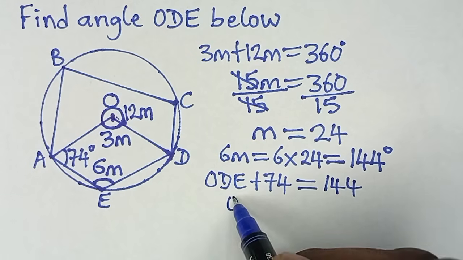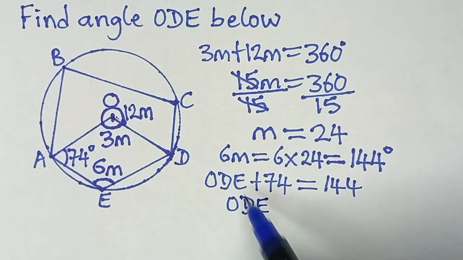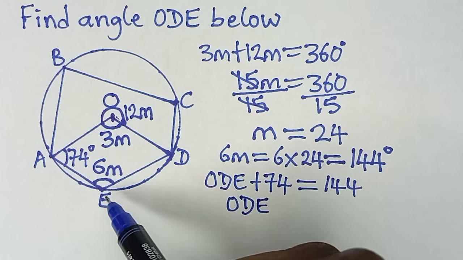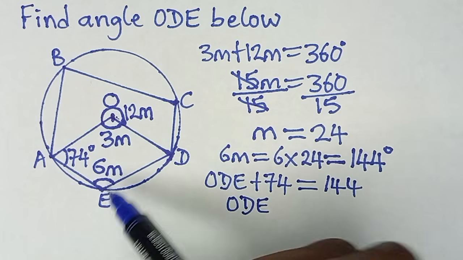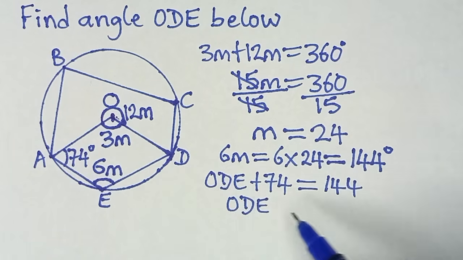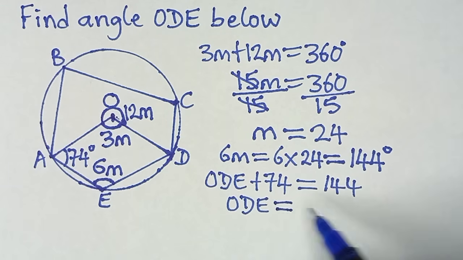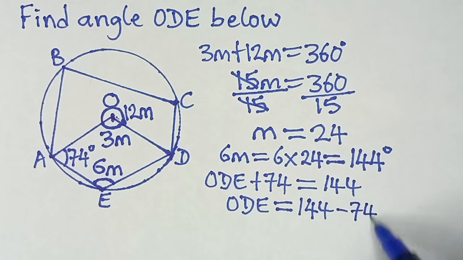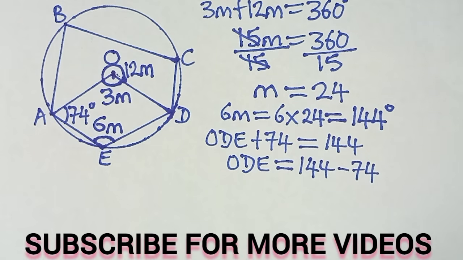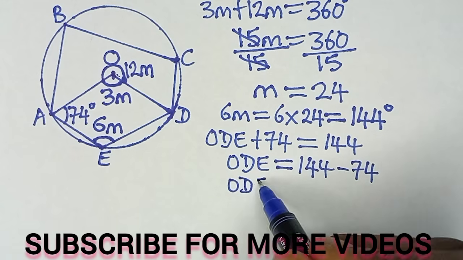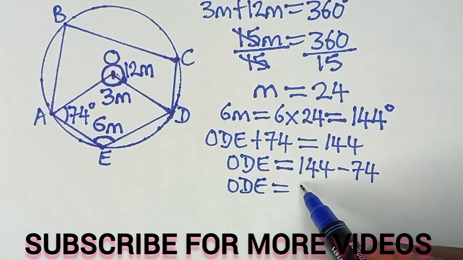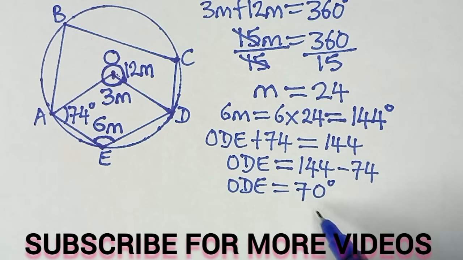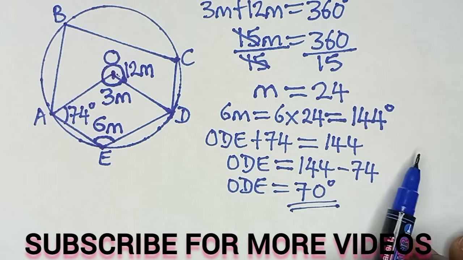So this is just the short method to apply instead of making some sketches. By the time we make some sketch, we're also going to find the value of 3M, and that will be longer. So the shorter method is just to use this idea here, and then we get ODE plus 74 equals 144, and if this plus 74 comes to this side, it becomes minus 74. So I can finally conclude by saying that ODE is equal to 144 minus 74, which will give us 70 degrees as the final answer.